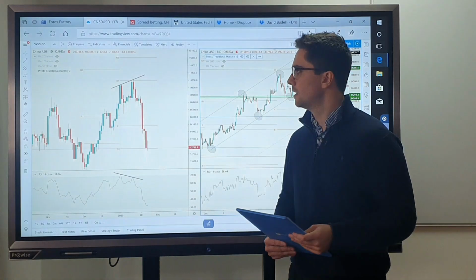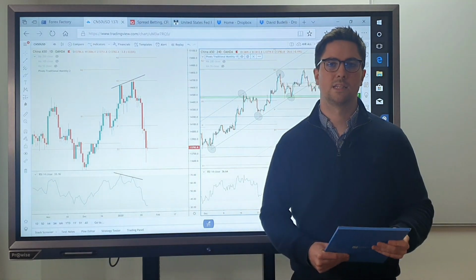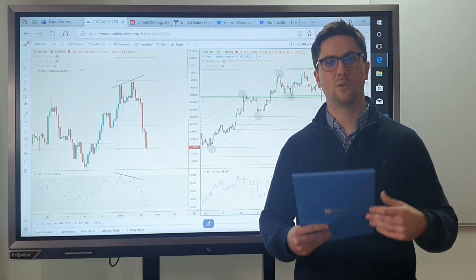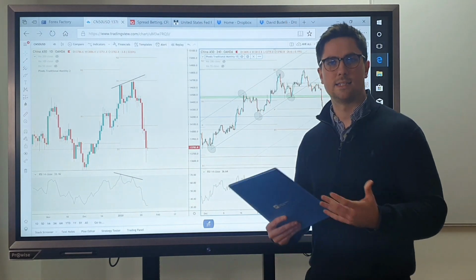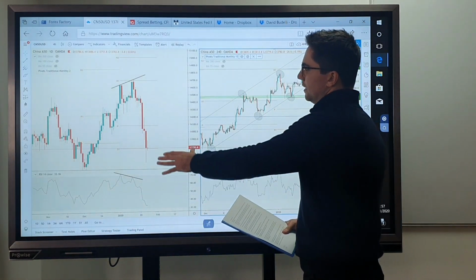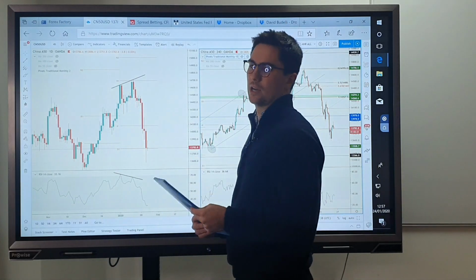The big question is, the dramatic sell-off we've seen this week, could we have anticipated it? Could we have predicted it using technical analysis? Let's have a look at the chart and see what it could have shown us. Here's our daily chart for the China 50.